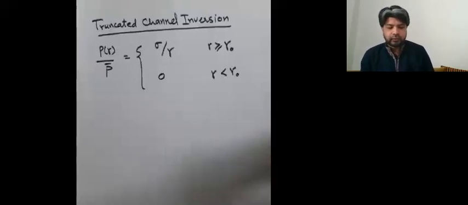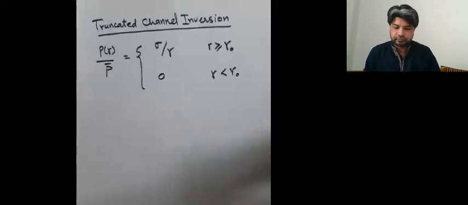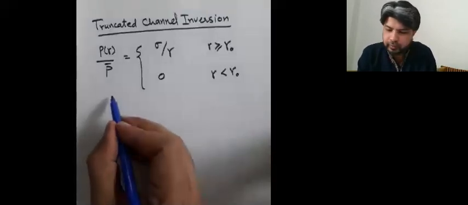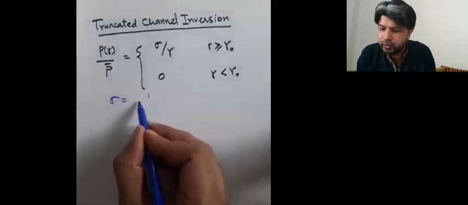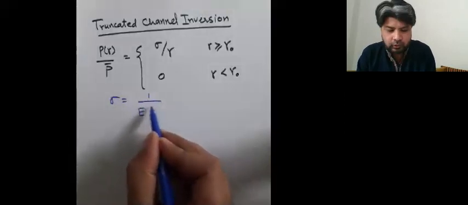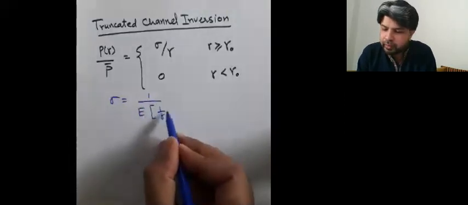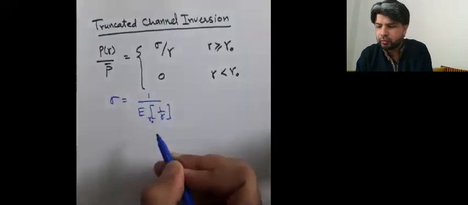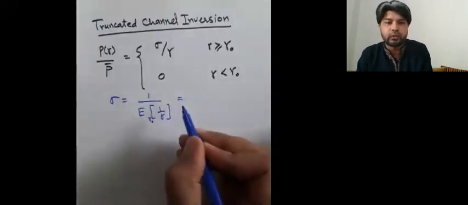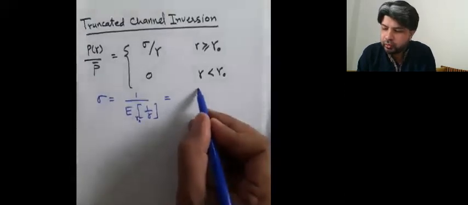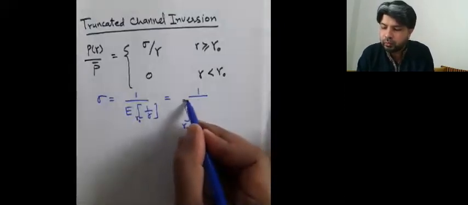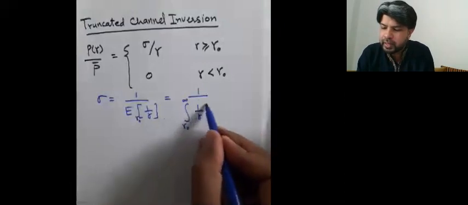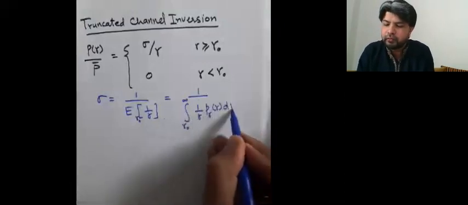And in this case, your sigma would be almost the same, but slightly different. It would be 1 over the expected value of 1 over gamma, but you put a small gamma naught here. That means in order to compute your sigma, you would not integrate from 0 to infinity. Rather, you would integrate from gamma naught to infinity, 1 over gamma, P of gamma, d gamma. So that would give you your sigma.